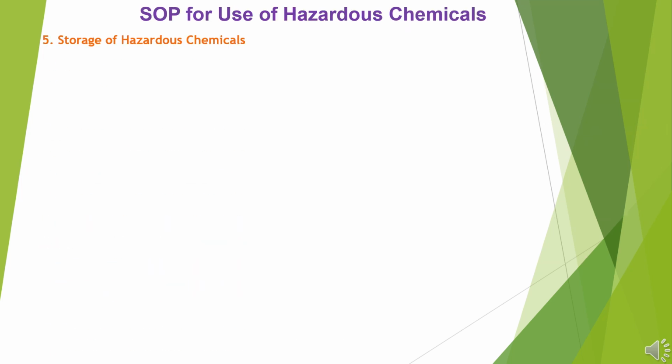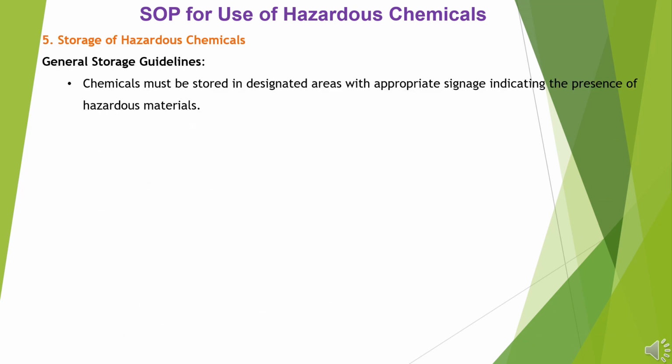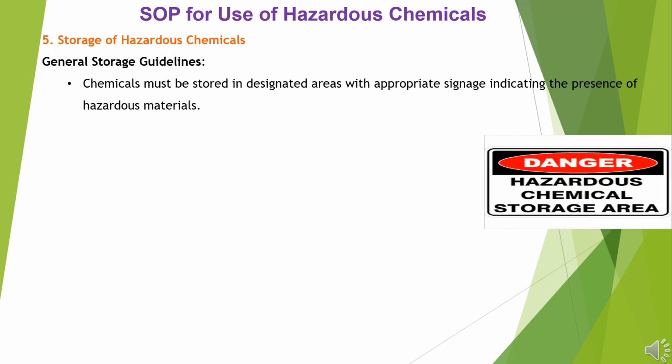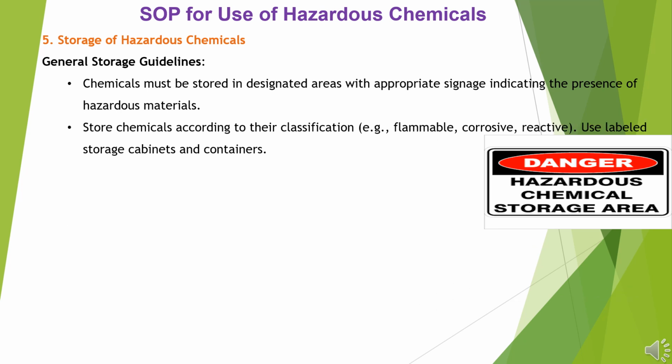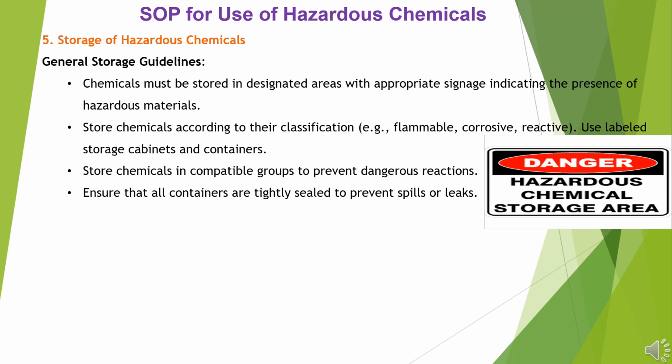5. Storage of hazardous chemicals. General storage guidelines. Chemicals must be stored in designated areas with appropriate signage indicating the presence of hazardous materials. Store chemicals according to their classification, e.g. flammable, corrosive, reactive. Use labeled storage cabinets and containers. Store chemicals in compatible groups to prevent dangerous reactions. Ensure that all containers are tightly sealed to prevent spills or leaks.